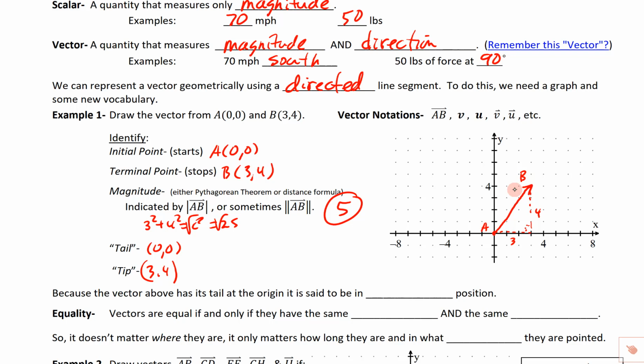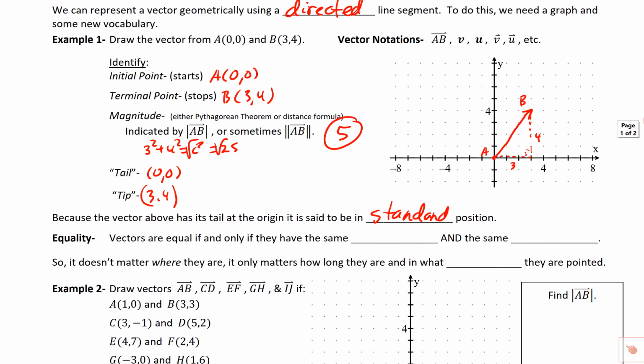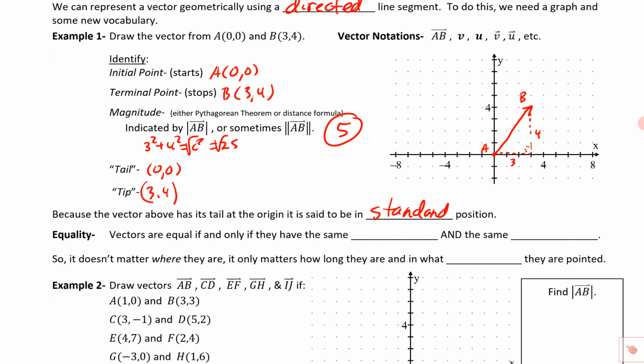Now, because the vector above has its tail at the origin, because its initial point is at the origin, what we call that is a standard position. It's said to be in standard position. Okay, sometimes we'll call that a position vector. Okay, but that's in standard position.